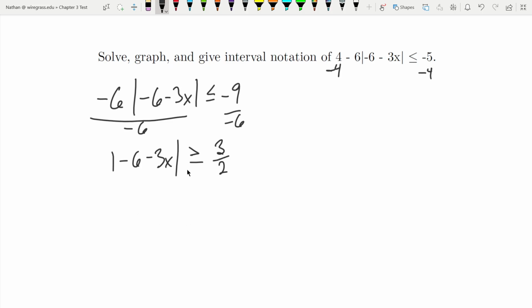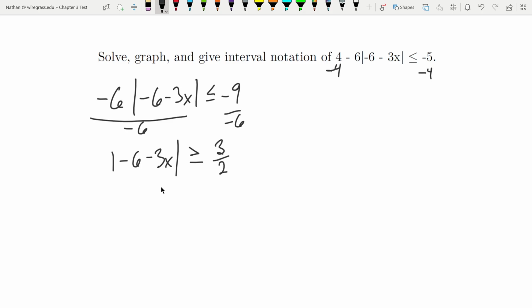Okay, so this will break up into two inequalities because we have greater than. The distance is greater than a number, and that means we're on the outside of a bounded region. We're not bounded. That would be less than a number. In this case, we're greater than, so we're outside this bounded region. So we're going to expect two inequalities from this.